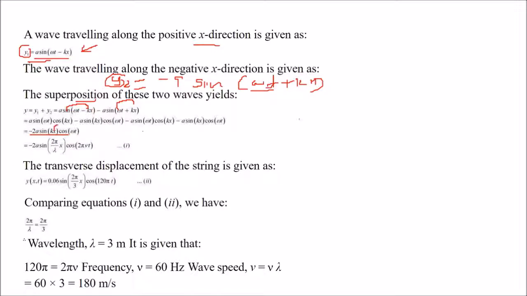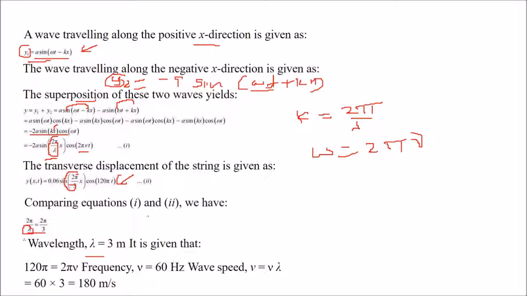We know that k is nothing but 2 pi by lambda, and omega is 2 pi into frequency, so you can write 2 pi frequency. So the transverse displacement is this equation. Now we are comparing: this 2 pi by lambda is given by 2 pi by 3. Compare it, and the wavelength can easily be computed, right?